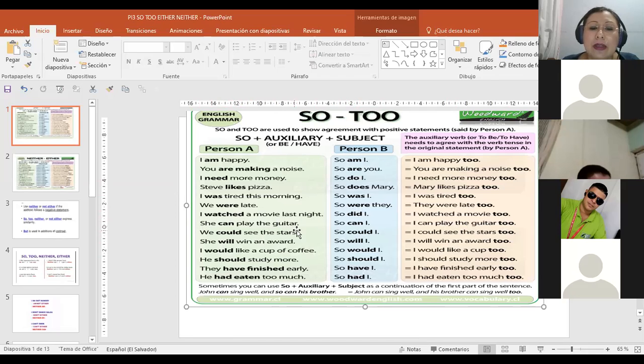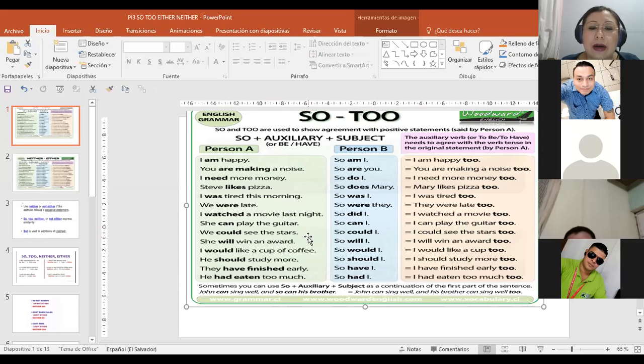She can play the guitar. So can I. Vea, aquí estoy utilizando un modal auxiliary, can, que ya los estuvimos estudiando en la clase anterior. I keep it, lo mantengo, ¿verdad? It's equal to say, I can play the guitar too.